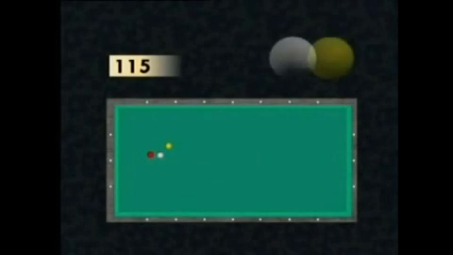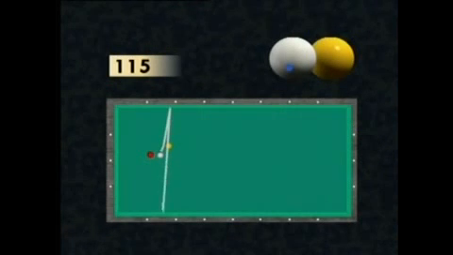Here is another example of a cross-table shot with bottom English. Since the yellow ball is played very thin, the bottom English operates directly on the cushion. Here too, speed is essential.